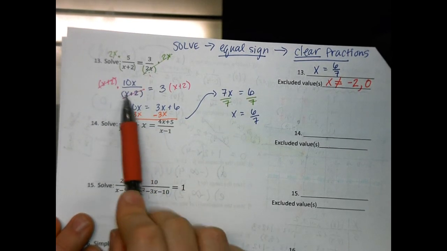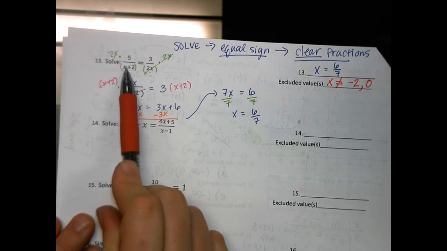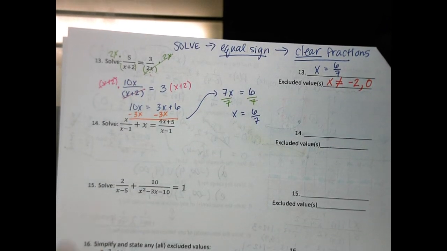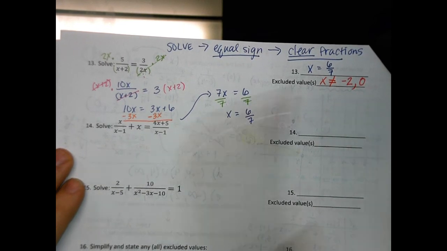So then you look throughout your solving process. Only the next line had a fraction in it, and it was the same as the one that I started with. So I don't have any more denominators to check. Checking your most factored denominator would help you the most on that. Any questions about the exclusions? All right.